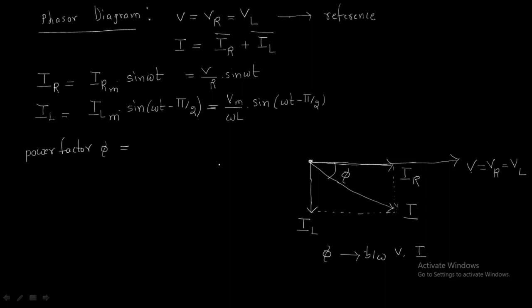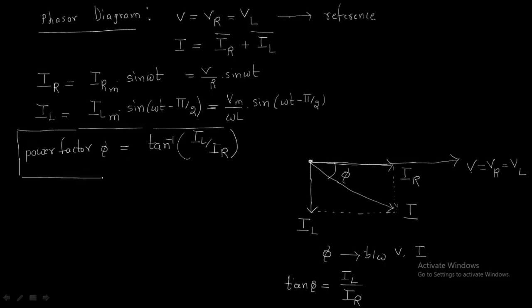Power factor angle phi equals: first find tan phi from here. Tan phi means opposite by adjacent. Opposite is IL, adjacent is IR. So tan phi equals IL by IR. From that we can find the power factor angle phi equals tan inverse of IL by IR. This is the power factor angle.